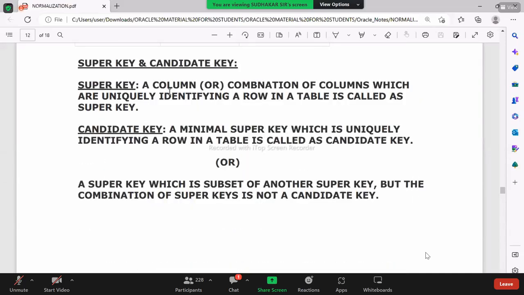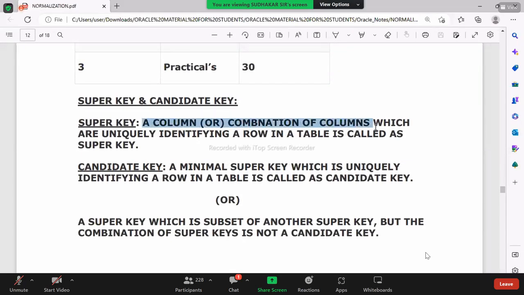What is the definition for this? Observe. A column or combination of columns which uniquely identifies a row in your table is called a super key. So it means either a single column or else a combination of columns. If it identifies your row uniquely, then that kind of columns are called super key columns.